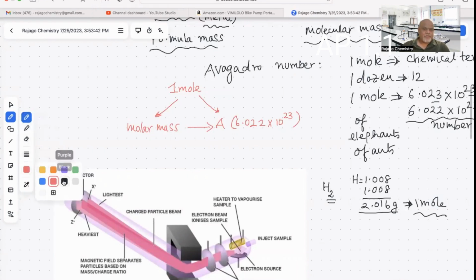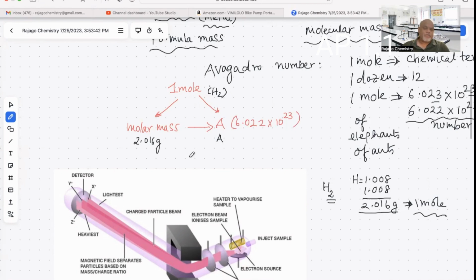If you take a few examples, take hydrogen, a diatomic molecule. 1 mole of H2 will weigh 2.016 grams, and it will have an Avogadro number of molecules. But since there are two atoms in each, it is going to have twice as many hydrogen atoms. Here hydrogen is an atom, but since it's diatomic, this H2 we call a molecule. Usually if there are two atoms, we call them a molecule.